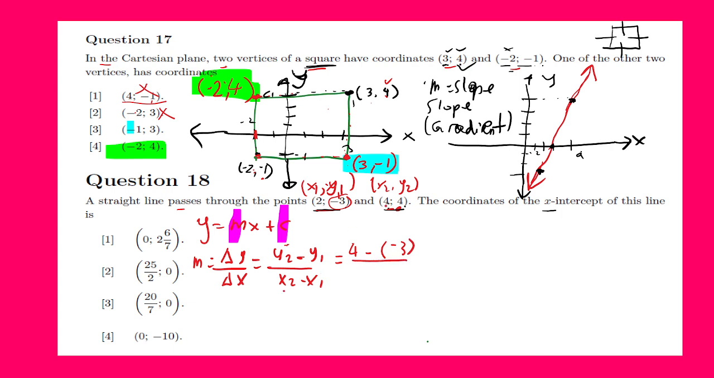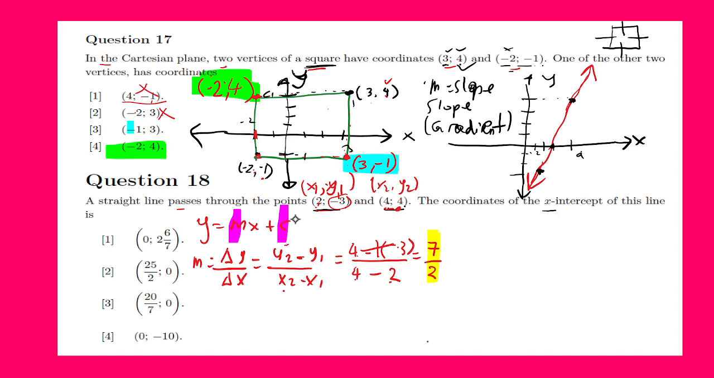Now, what is x2? X2 is equal to 4. What is x1? X1 is equal to 2, because we subtract. Now, minus gives us positive. So 3 plus 4 equals 7, over 4 minus 2, which equals 2. So the slope, which is m, is equal to 7 over 2.